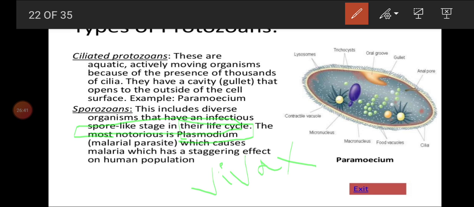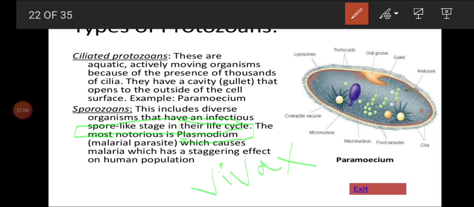It causes malarial fever, which means it stays inside our body for so many days. So it acts as a parasite and gets more food from our body. This malaria parasite is also spread by the female mosquito, called the Anopheles mosquito. That mosquito helps to spread the malarial fever throughout our body. So this is the case with sporozoans.